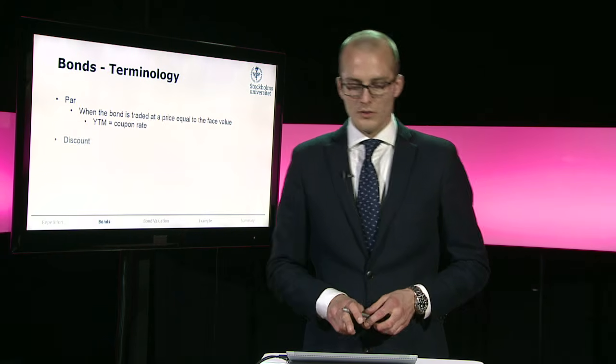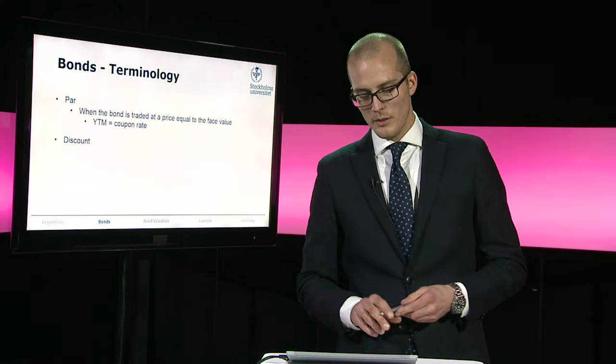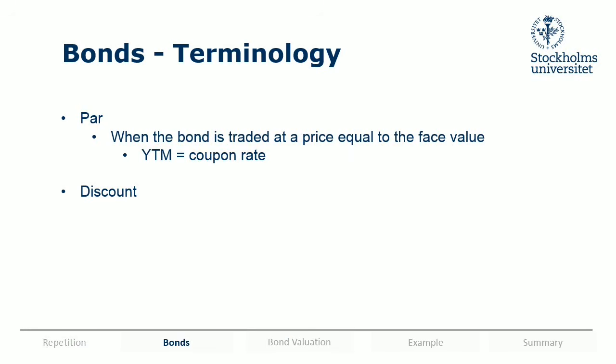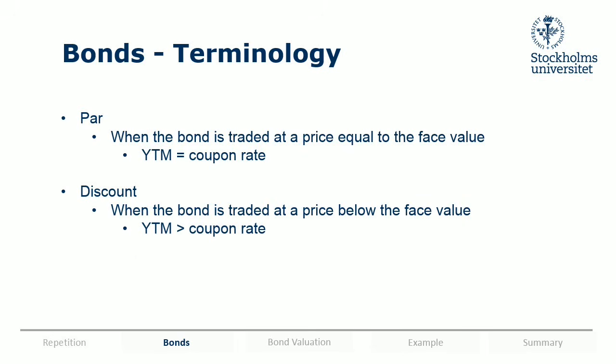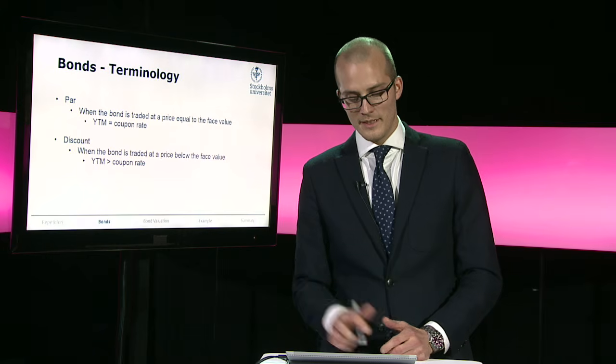We also have something called par, which is when the bond is traded at a price equal to the face value. And this happens when the yield to maturity is equal to the coupon rate. We also have discount, which is when the bond is traded at a price below the face value.